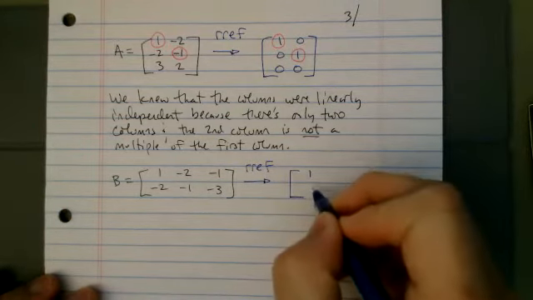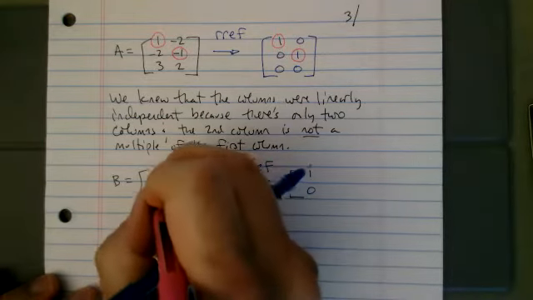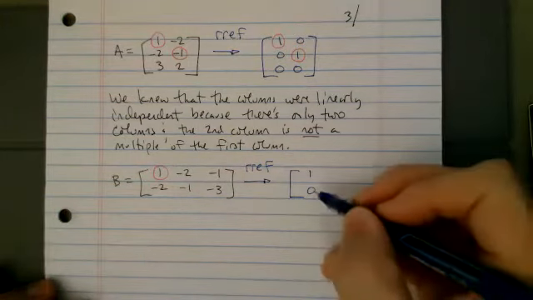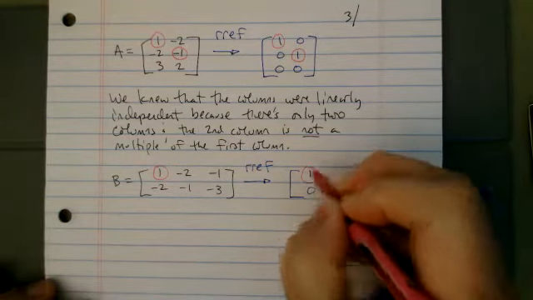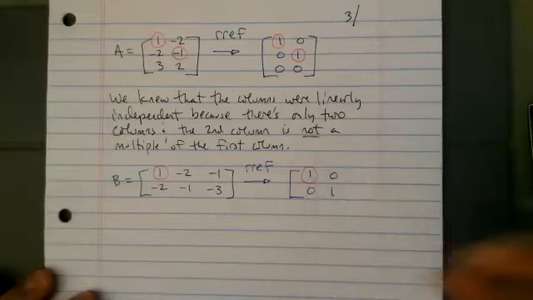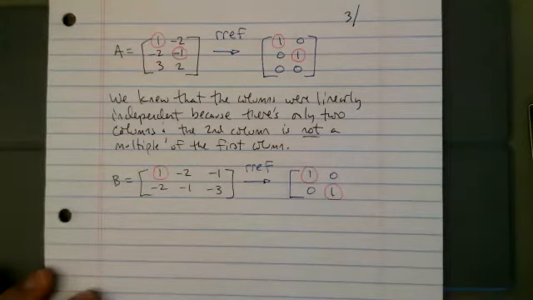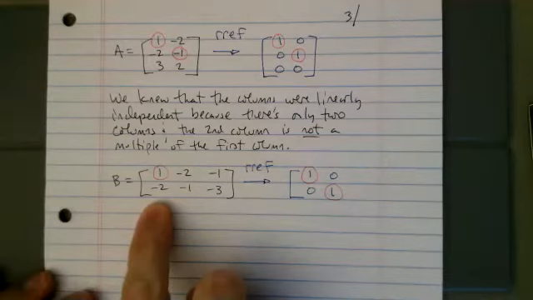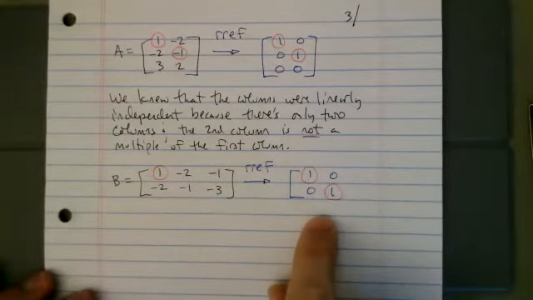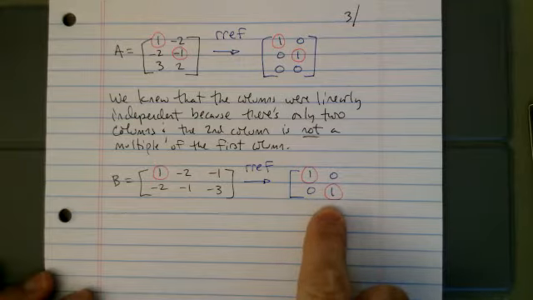1, 0. We know that we have a pivot in the first row, first column, because I can do 2 times the first row plus the second row, and that will zero out the rest of the column. What's the second column of the reduced row echelon form going to look like? 0, 1. We knew that this was going to happen because the second column is not a multiple of the first column. We saw that the second column is not a multiple of the first column, so we knew that the second column must have a pivot in it.